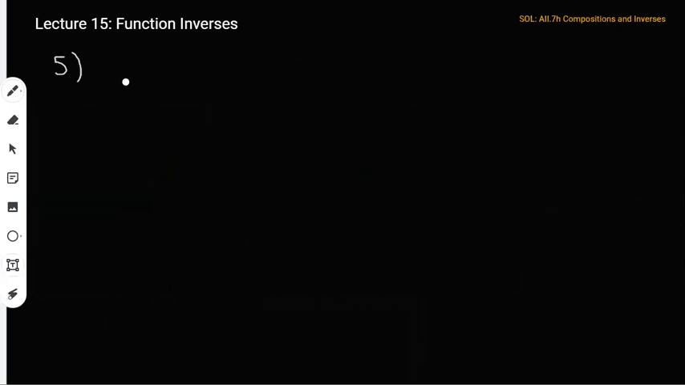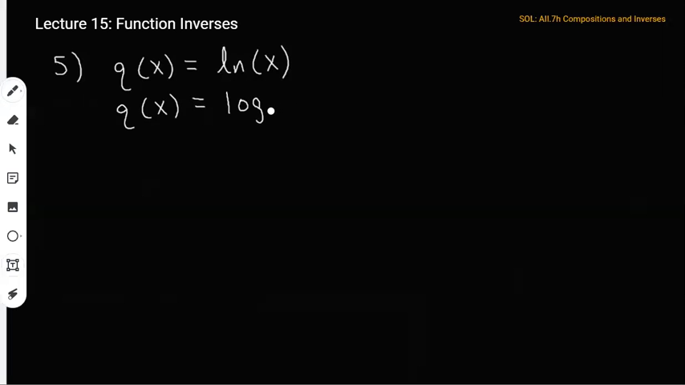Okay, so number 5 is q of x is equal to ln of x. Now, ln just stands for natural logarithm. So we can actually rewrite this as a logarithmic function with a base of e. So I'm just rewriting the function.